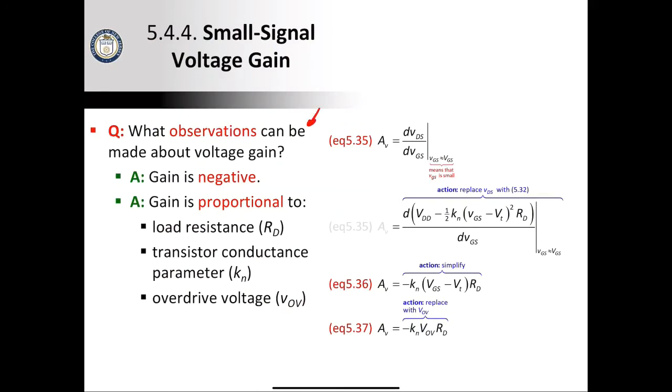So what observations can we make about the gain? It's negative, but we already knew that from looking at the way that the voltage transfer characteristic was shaped. It's proportional to the load resistance, the device or transistor conductance parameter. Just use the terminology I've been saying. I know that is slightly different, the wording of it. And the overdrive voltage.